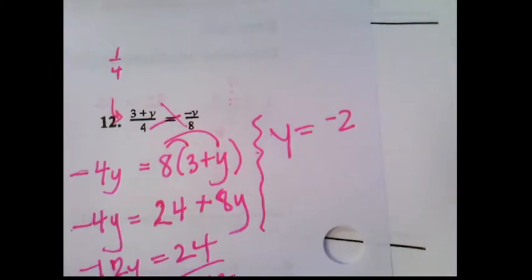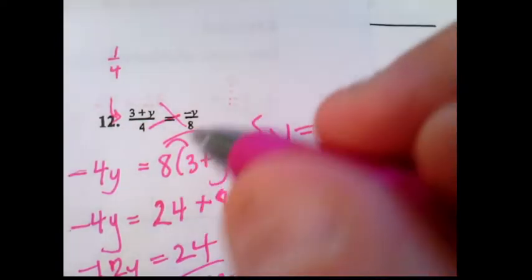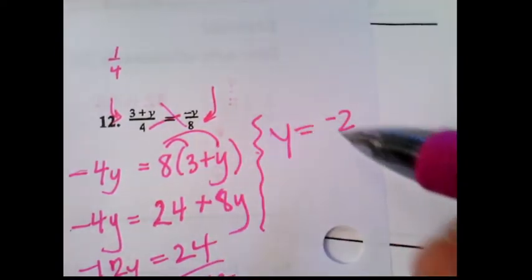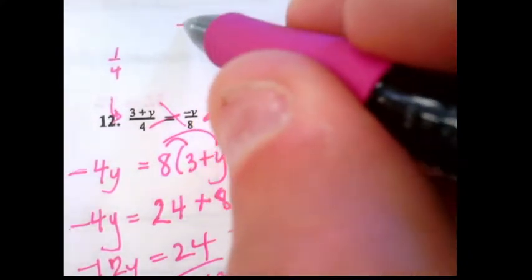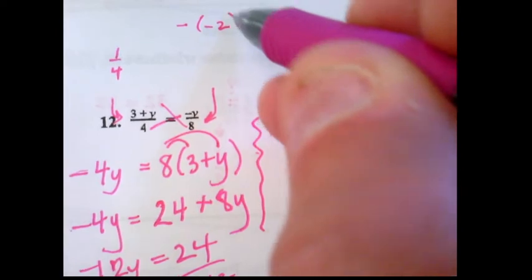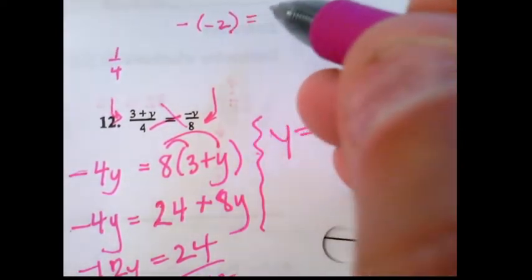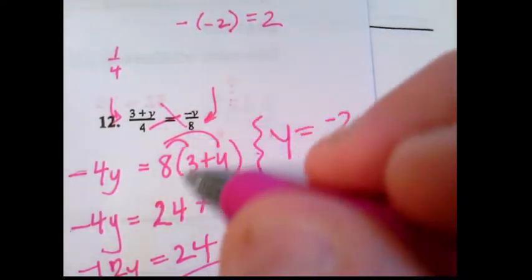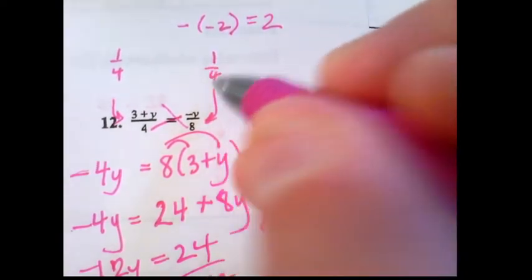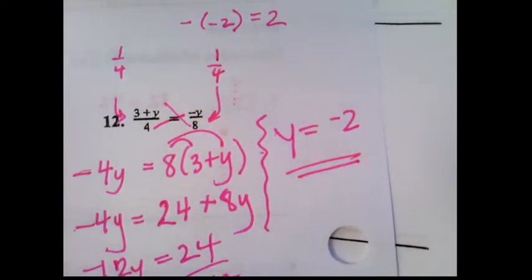Okay. Now if I plug that back in over here, 3 plus negative 2 is 1, so I have 1/4 on this side. Okay. On this side, if I plug in negative 2, a negative y is the same thing as saying negative 2, which is actually a positive 2. So 2/8 gives me also 1/4, and so I know that y equals negative 2.